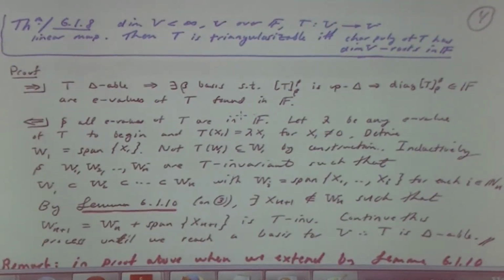So that allows us to prove the triangularizability theorem. If T from V to V is a linear map, then T is triangularizable if and only if the characteristic polynomial of T has dimension of V roots in F. And I think you guys are already a little bit worn out, so I'm going to skip the proof here.